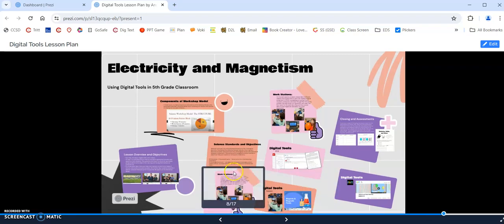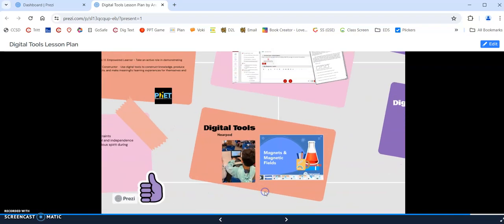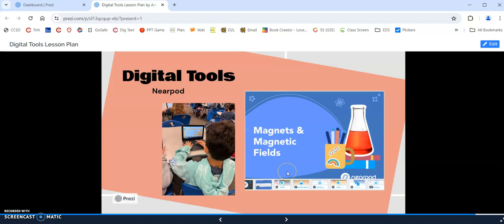The last digital tool was Nearpod, and it was on magnets and magnetic fields. It sort of bridged the information about electricity and magnetism together, and there was a final Time to Climb assessment at the end of that Nearpod, along with videos and note-taking and matching components.